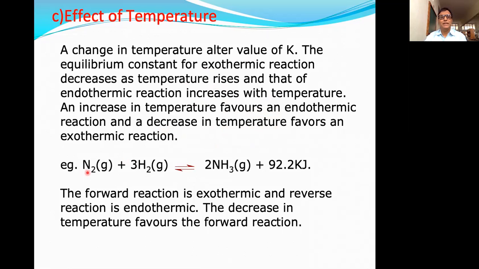Now consider this reaction, that is N2 gaseous plus thrice H2 gaseous gives twice ammonia gas and 92.2 kilojoules. Now you can observe that the forward reaction is exothermic and the reverse reaction is endothermic. The decrease in temperature favors the forward reaction as it is exothermic.